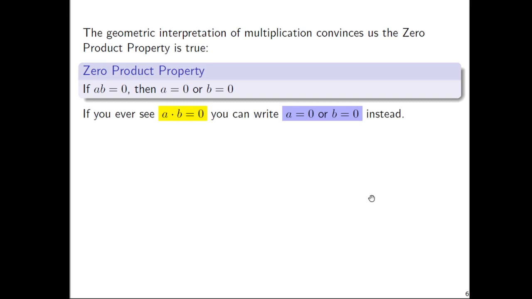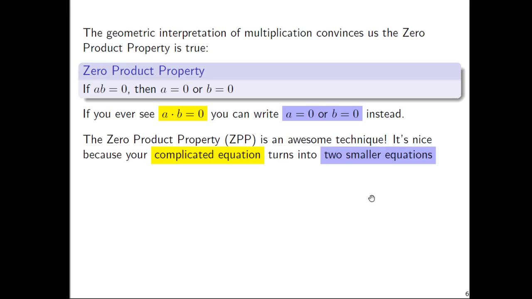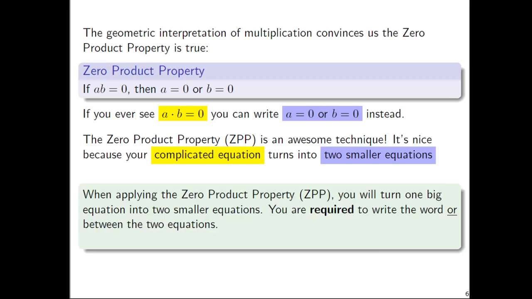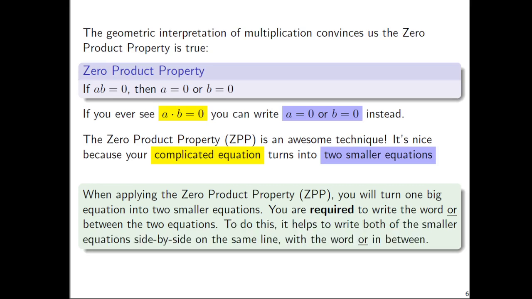So here's the point. If you ever see a times b equals 0, you can write a equals 0 or b equals 0 instead. This is going to be really nice. This is an awesome technique because it turns your complicated equation into 2 smaller equations, separated by the word or. When you apply the zero product property, we'll abbreviate it ZPP, you will turn one big equation into 2 smaller equations. That's nice. You are required to write the word or between the 2 equations. To do this, it helps if you write both of the smaller equations side by side on the same line with the word or in between.